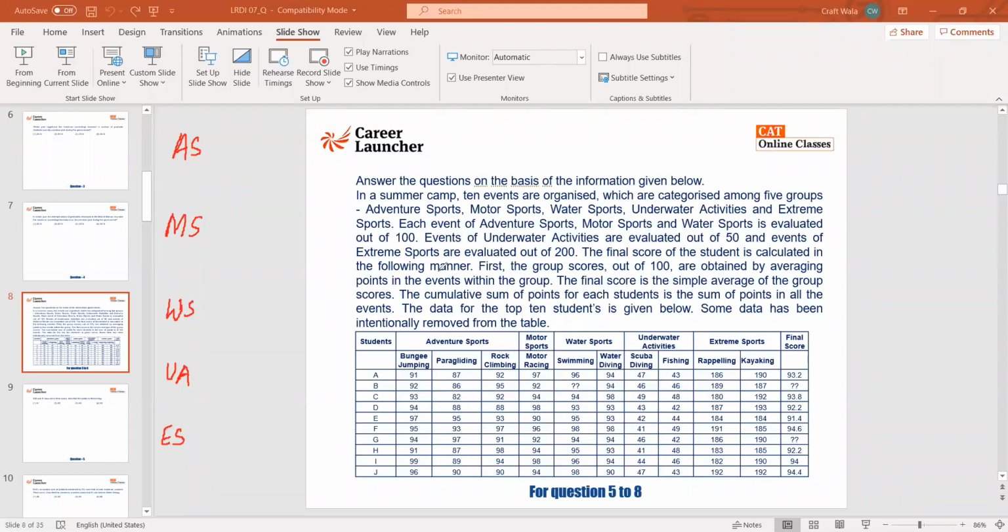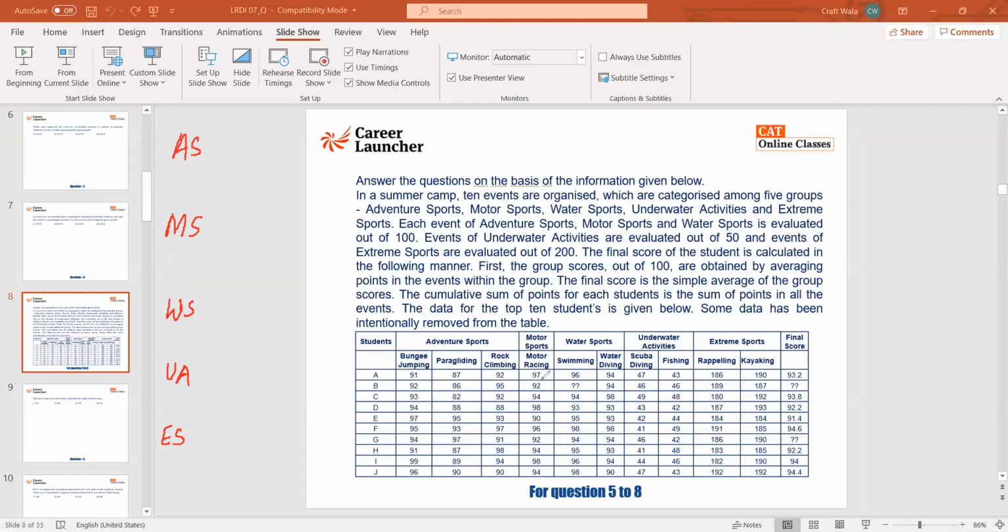Now, how is the final score calculated? First, the group scores are made out of 100. If I look at adventure sports, it is 91, 87, 92. So for A, I will add up 91 plus 87 plus 92, but this is out of 300. So I have to make it out of 100. That means I'll divide it by 3, so that it gets converted in terms of out of 100.